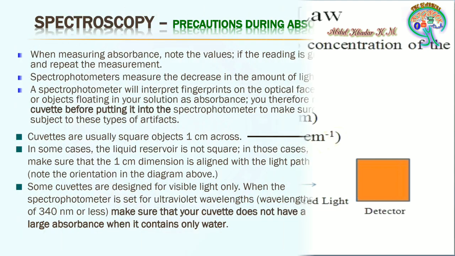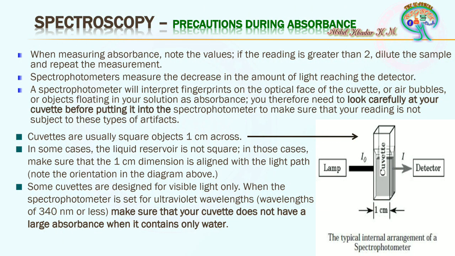Next, precautions to be taken during the absorbance measurement. If the reading is greater than 2, dilute the sample and repeat the measurement. Spectrophotometers measure the decrease in the amount of light reaching the detector. This can be affected by fingerprints. When you handle the cuvette, you may get fingerprints on it. Because of that, light is going to get diffracted.